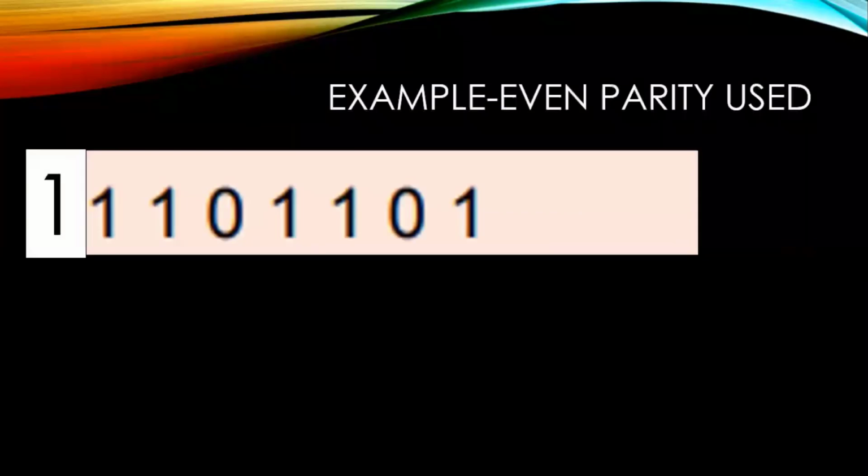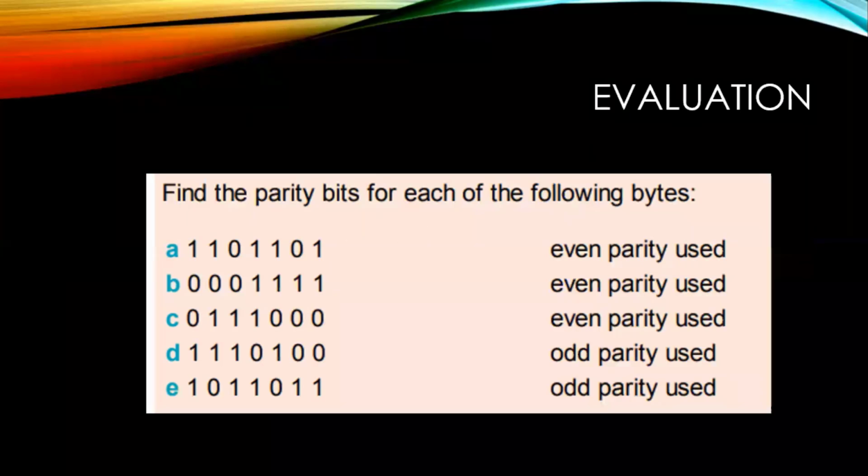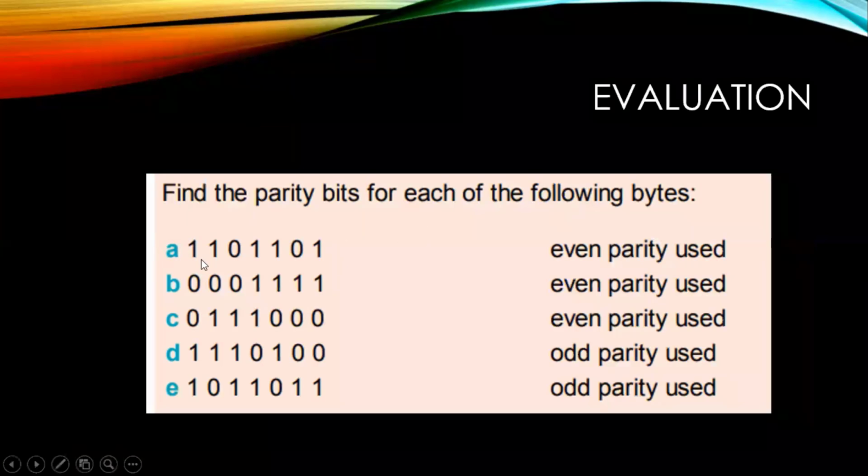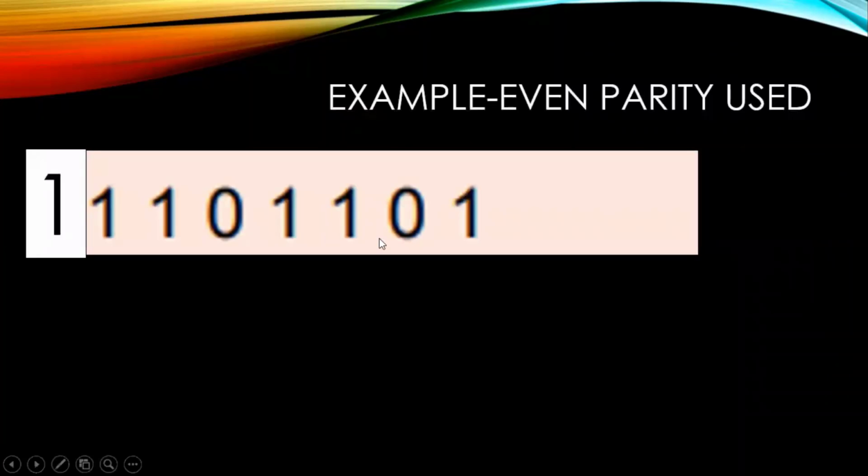Now if you take a look at this exercise, if I have 1 1 0 1 1 0 1, in this case, since I'm using even parity, the number of ones here is odd, obviously. Therefore in this case I will need to add a 1 to make it even.